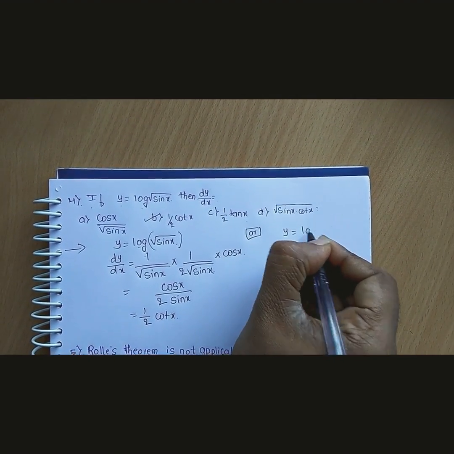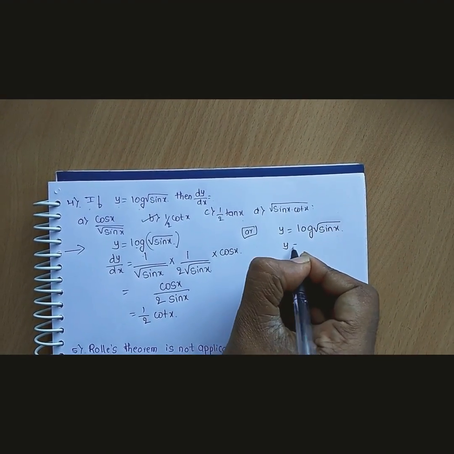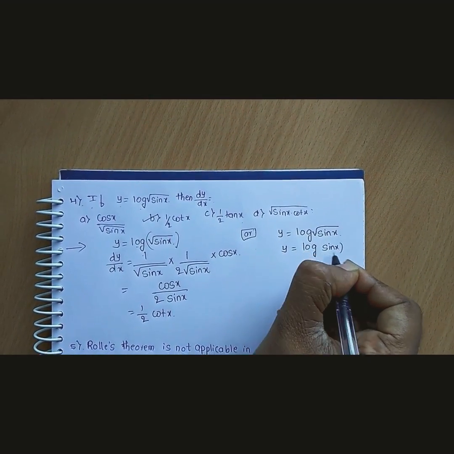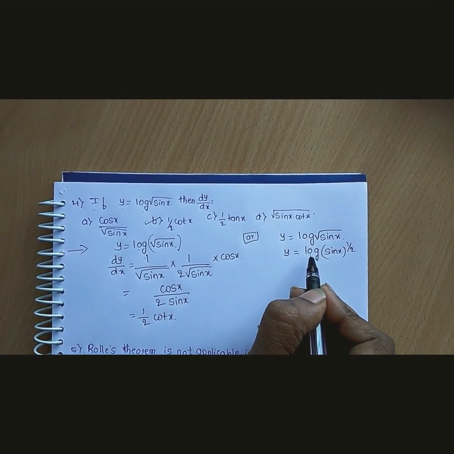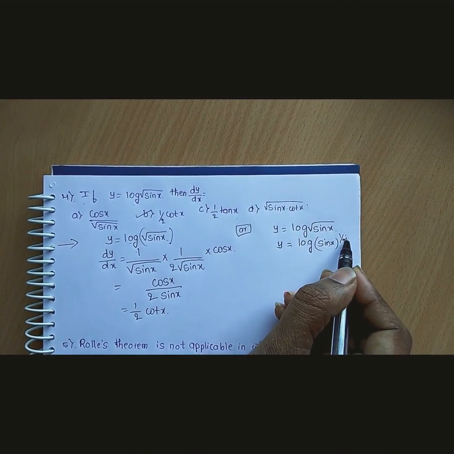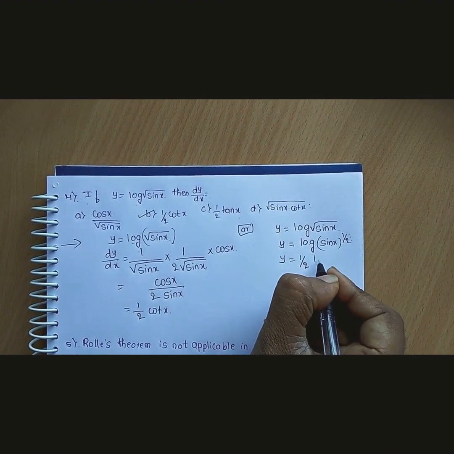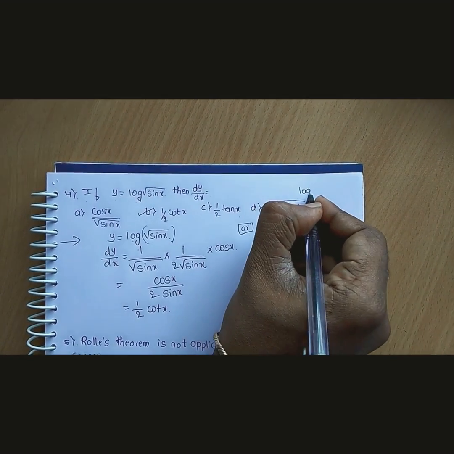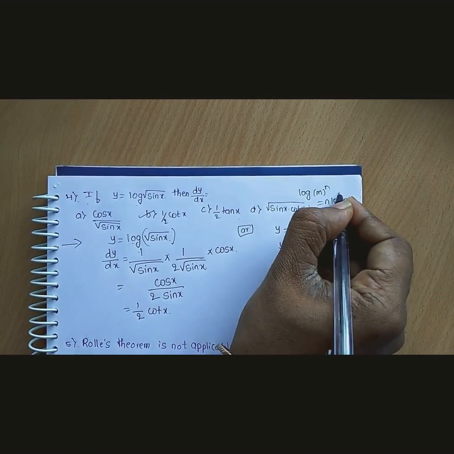Y is equal to log of root of sin x is the given function. We can write here y equals log of sin x to the power of 1 by 2, since root is nothing but the power of 1 by 2. So if you observe here, y is equal to log of m to the power of n form. If you apply the property, it can be written as n into log of sin x. That is, log of m to the power of n is nothing but n into log of m. This property I will use.